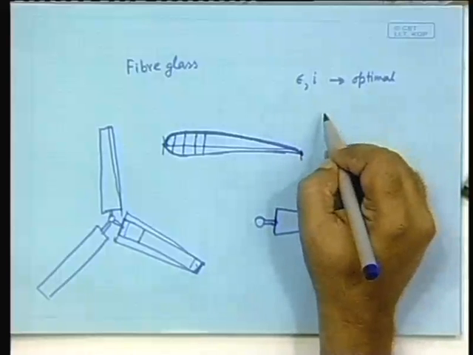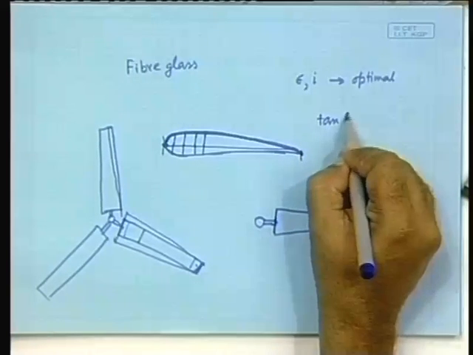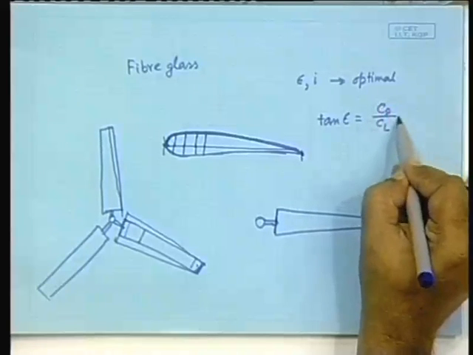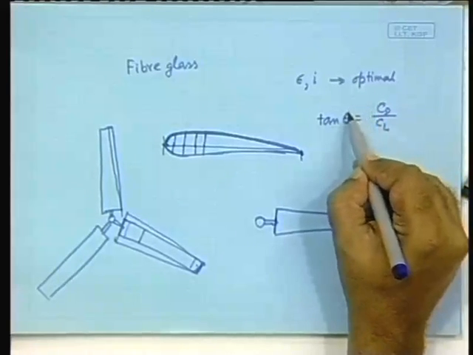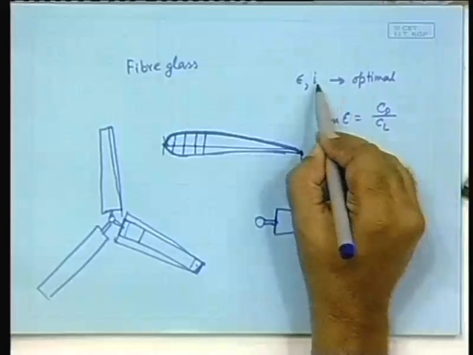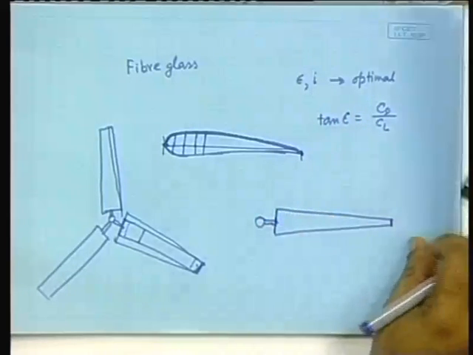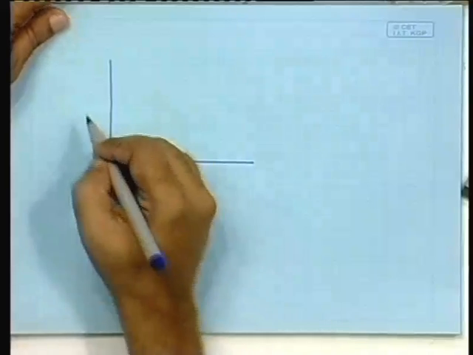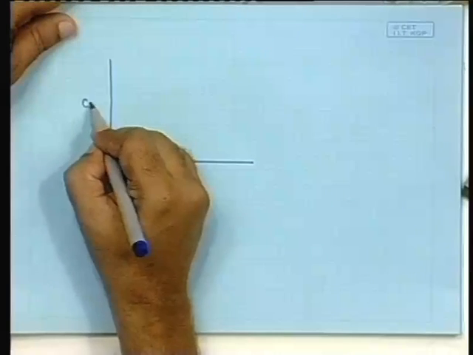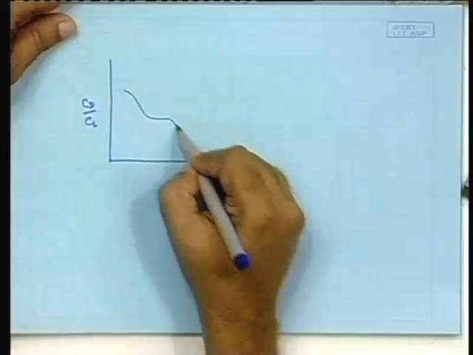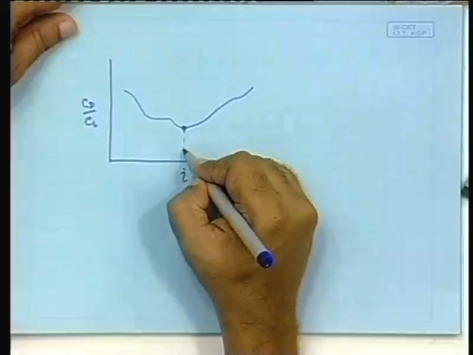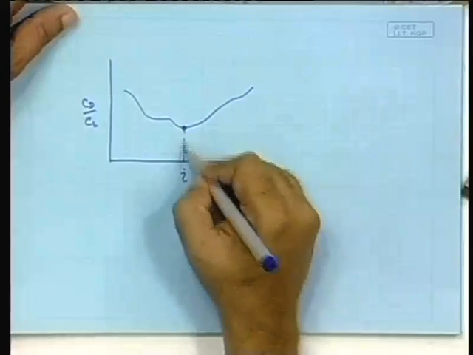So, tan epsilon is C d by C L. You want the least value of this, for which you choose the value of epsilon, and for that you will choose the value of I. That means against I you will plot the C d by C L, and you will get a graph something like this, and the minimum point is where your optimal value of I is. I is the angle of attack.